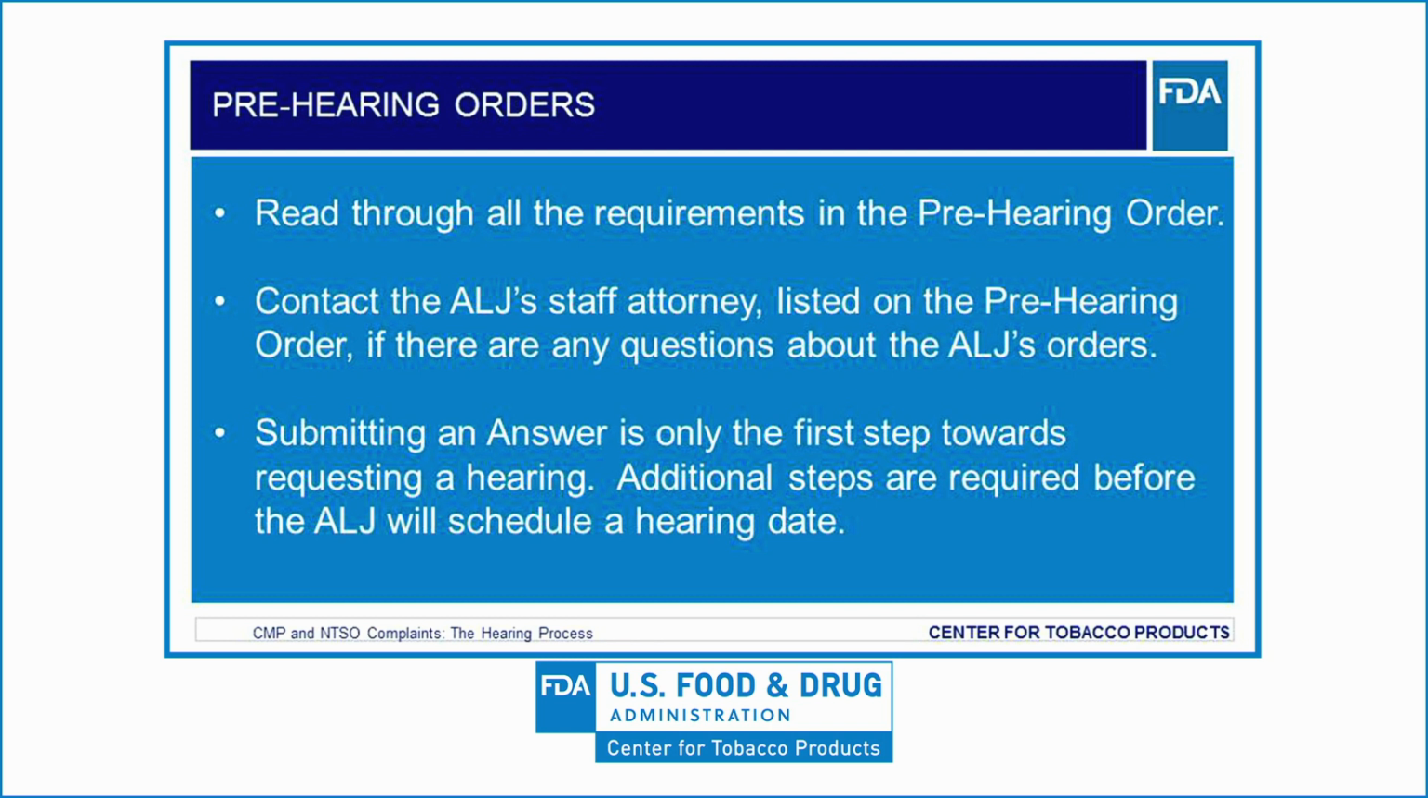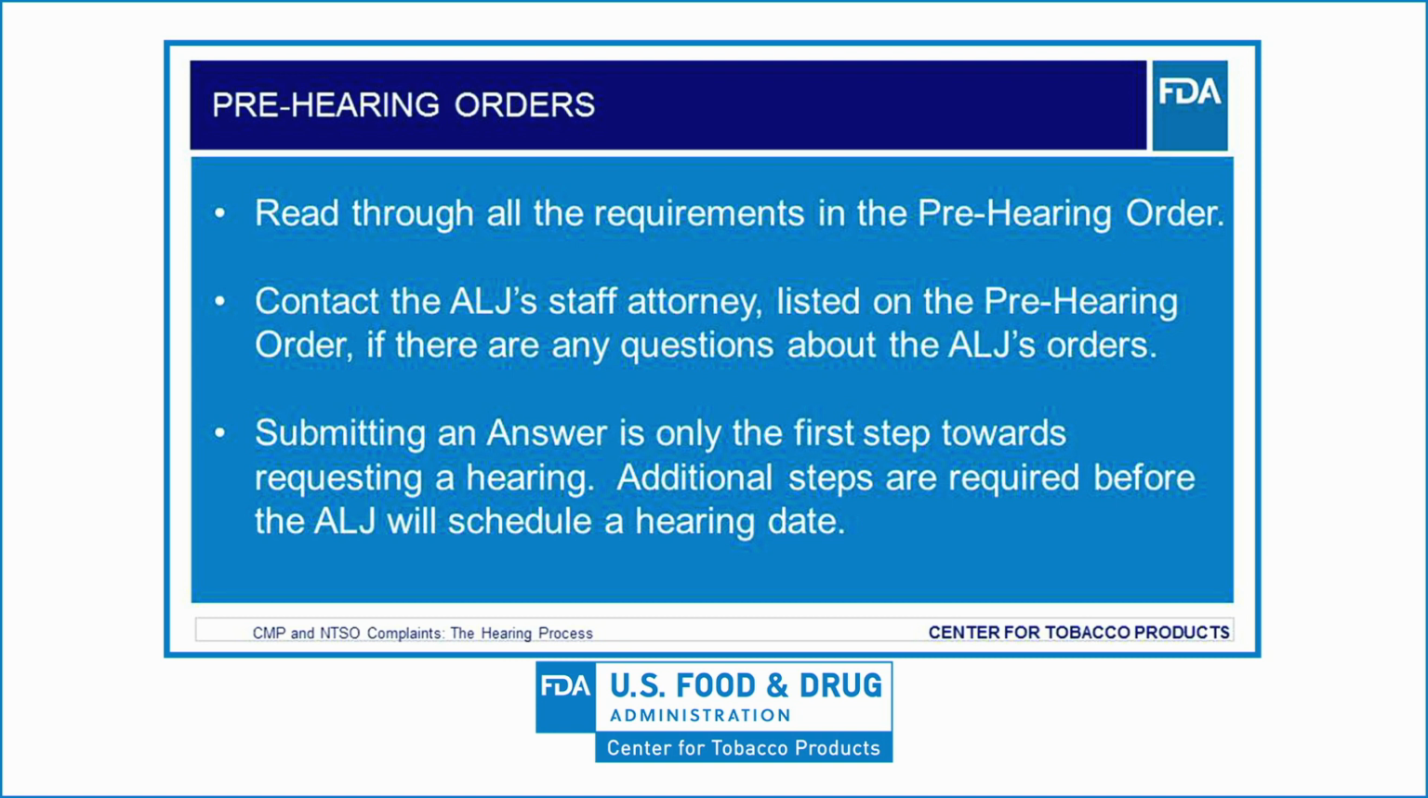It is important to read through all the requirements set forth in the ALJ's pre-hearing order. Failing to meet these requirements may result in consequences, such as sanctions, which can include the ALJ finding you liable and imposing the full penalty sought by FDA's Center for Tobacco Products. If you have any questions about any of the ALJ's orders, the ALJ's staff attorney can assist you.